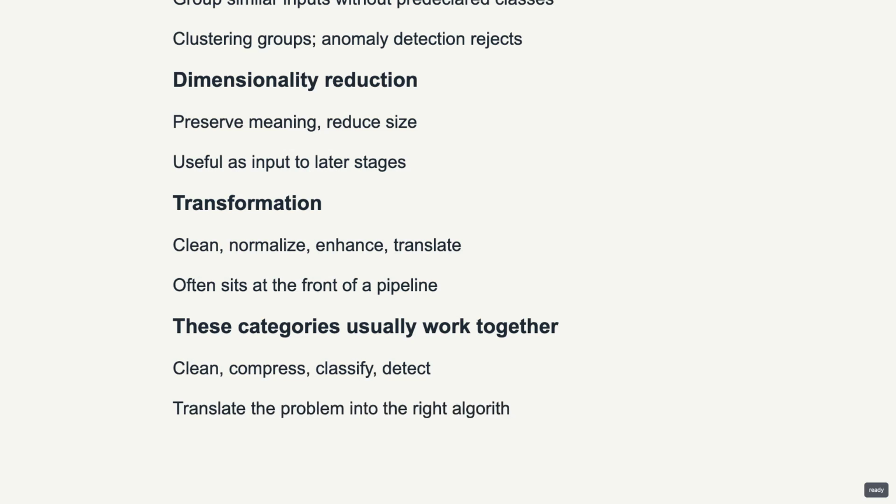That translation is what employers care about. When the function is framed correctly, the implementation becomes much easier to narrow. When it is framed badly, even a strong model can solve the wrong problem.